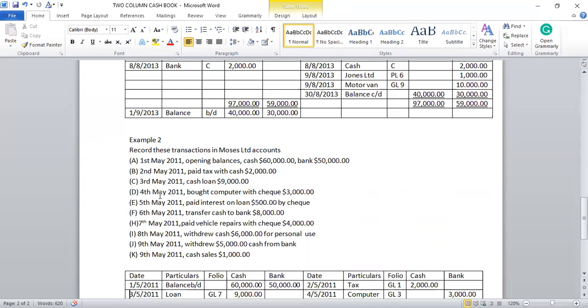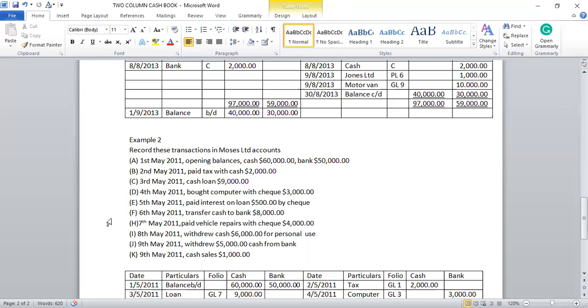D, 4th May 2011, bought computer with check $3,000. E, 5th May 2011, paid interest on loan $500 by check. F, 6th May 2011, transfer cash to bank $8,000. H, 7th May 2011, paid vehicle repairs with check $4,000.